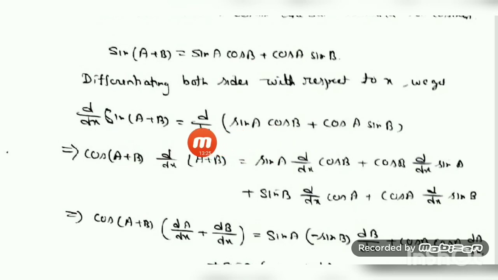Here I can use the u plus v formula, right? And u plus v again we can break up into u into v. So d/dx of sine a cos b can be written as sine a d/dx of cos b plus cos b d/dx of sine a, by using the u into v rule. Then again we have d/dx of this one. That is, again I can use the u into v rule. Sine b d/dx of cos a plus cos a d/dx of sine b. Okay? After that, cos of a plus b, keep it as it is. This is d/dx of a plus b, that is dA/dx plus dB/dx.